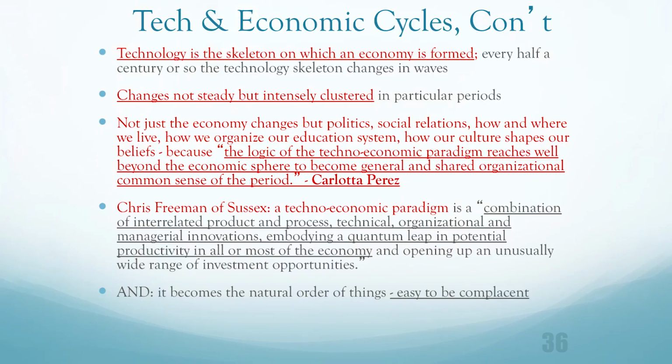So Atkinson argues that technology is the skeleton on which an economy is formed, and every half-century or so, the skeleton changes, right, as these waves come about. The changes are not steady. They can be very clustered, right? This is not a smooth wave. There should have been lots of erratic lines in the wave theory diagram I showed you.